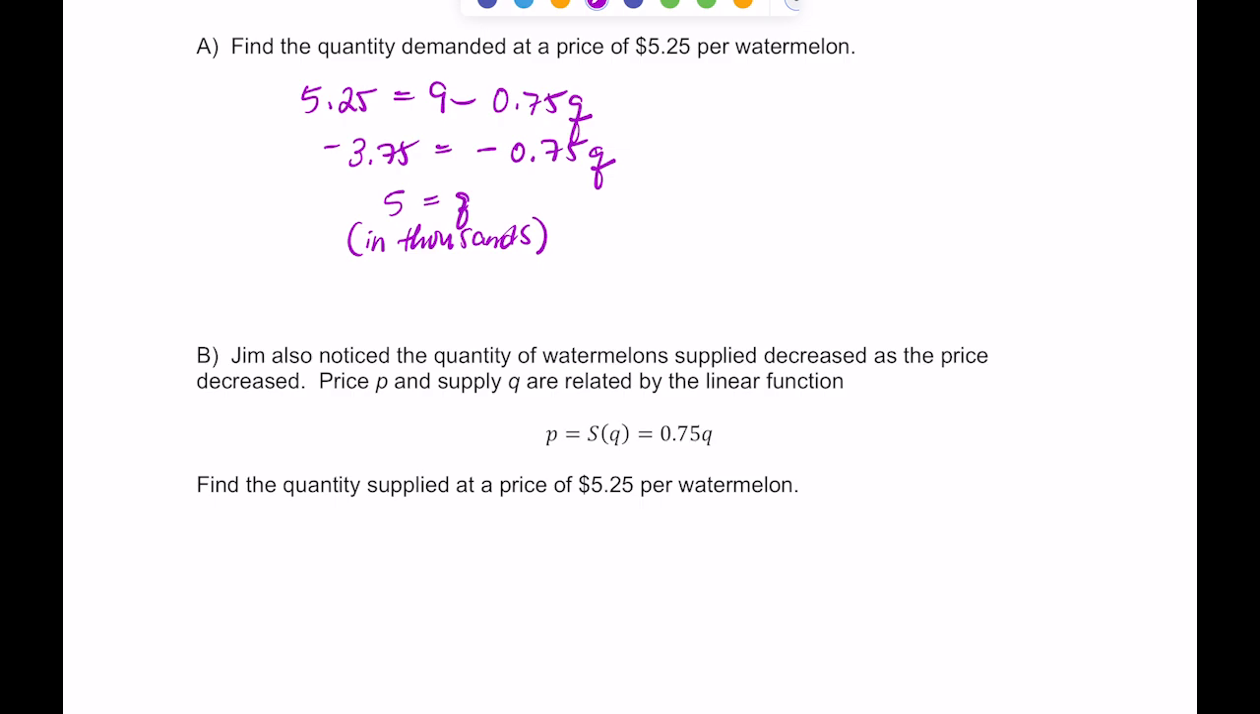So again, here's P, and our supply equation is P equals 0.75 Q. So I'm just going to replace P with 5.25 and set it equal to 0.75 Q, and you're going to divide both sides by 0.75, and you end up with 7 equals Q. Again, that's in the thousands. So that's just telling me that the quantity supplied is 7,000 watermelons.